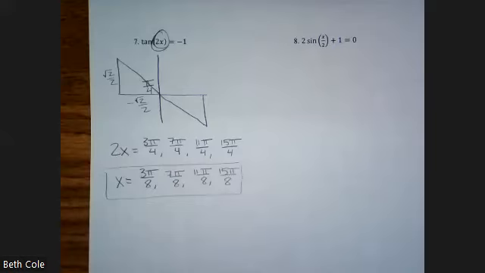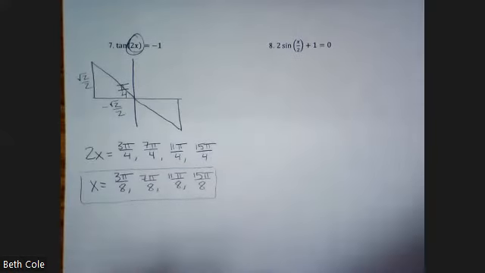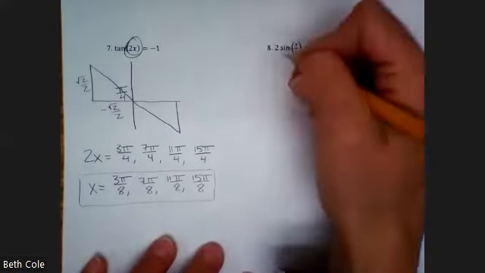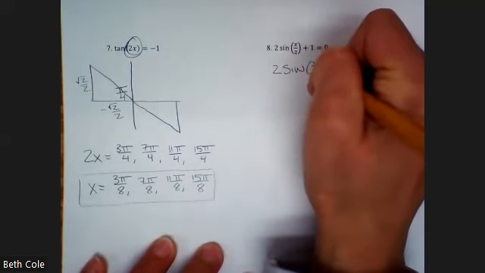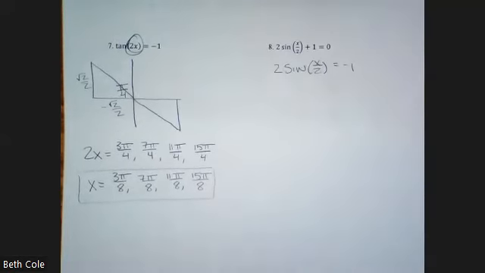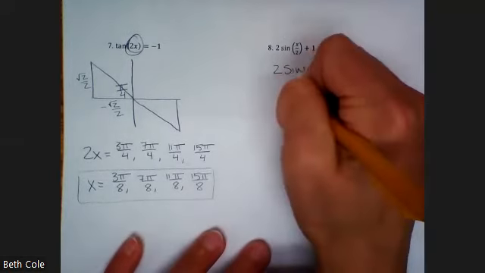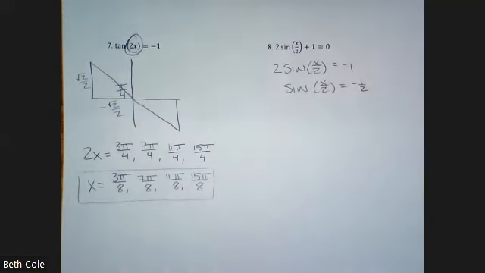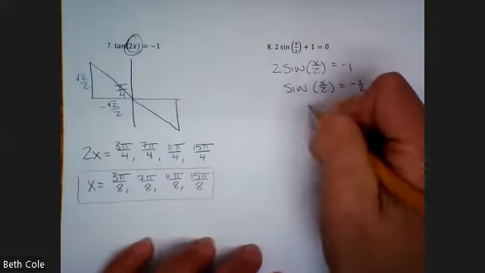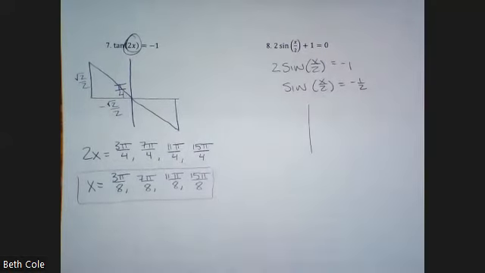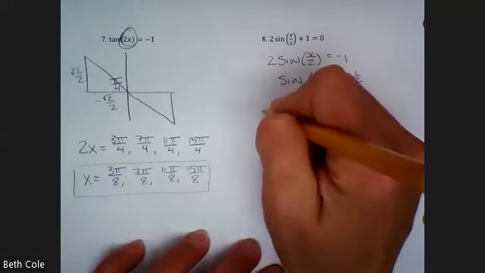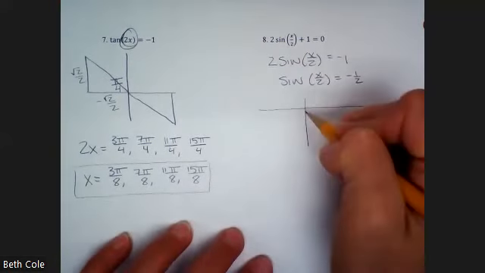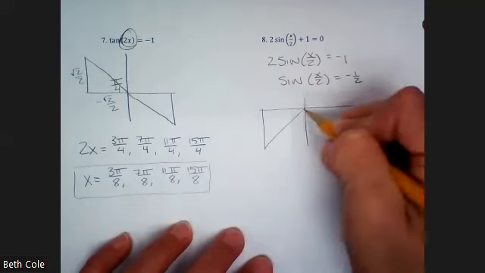All right, and then last one. What are we going to do to start getting sine by itself? Subtract 1. And then divide by 2. And then we're going to decide what quadrants we're in. So it's sine and it's negative. Sine's the y value. So what 2 quadrants is that? 3 and 4. It's like the upside down kitty cat ears.